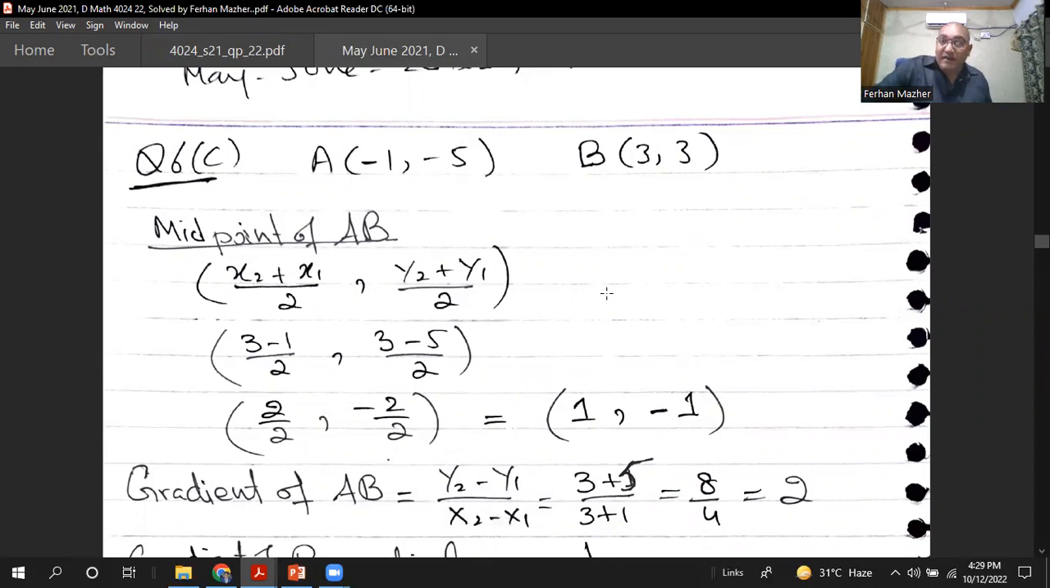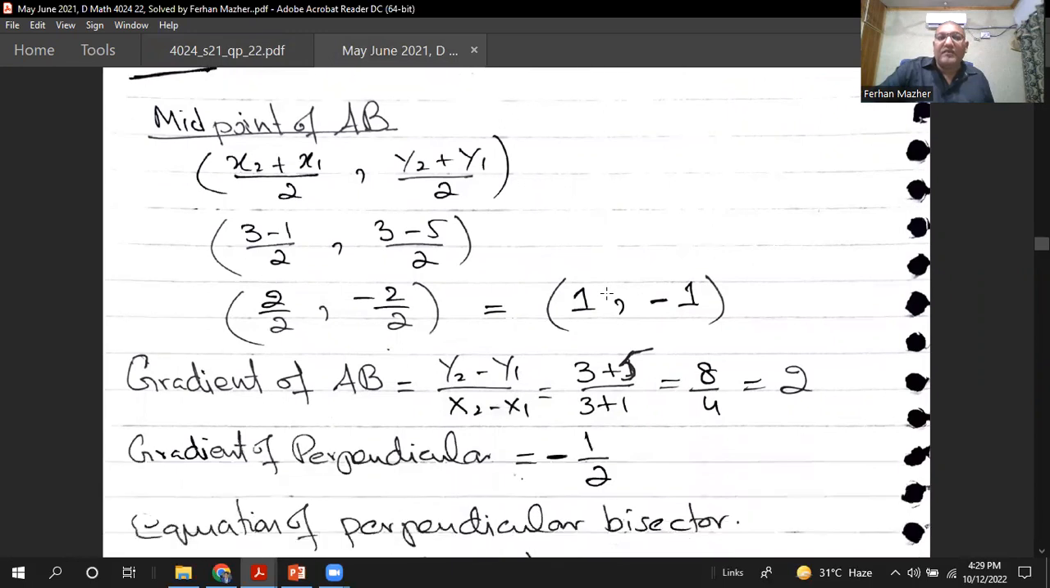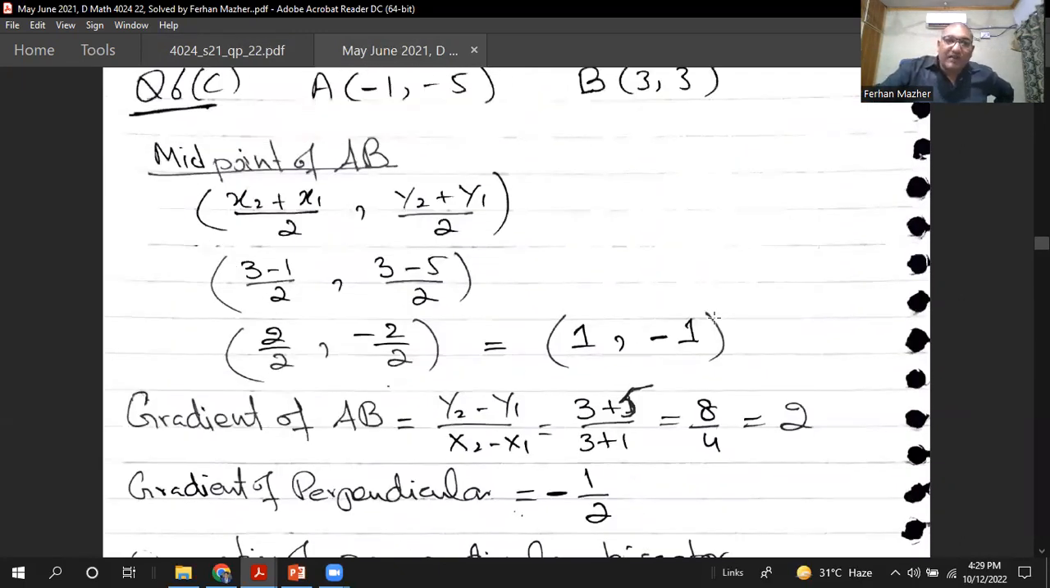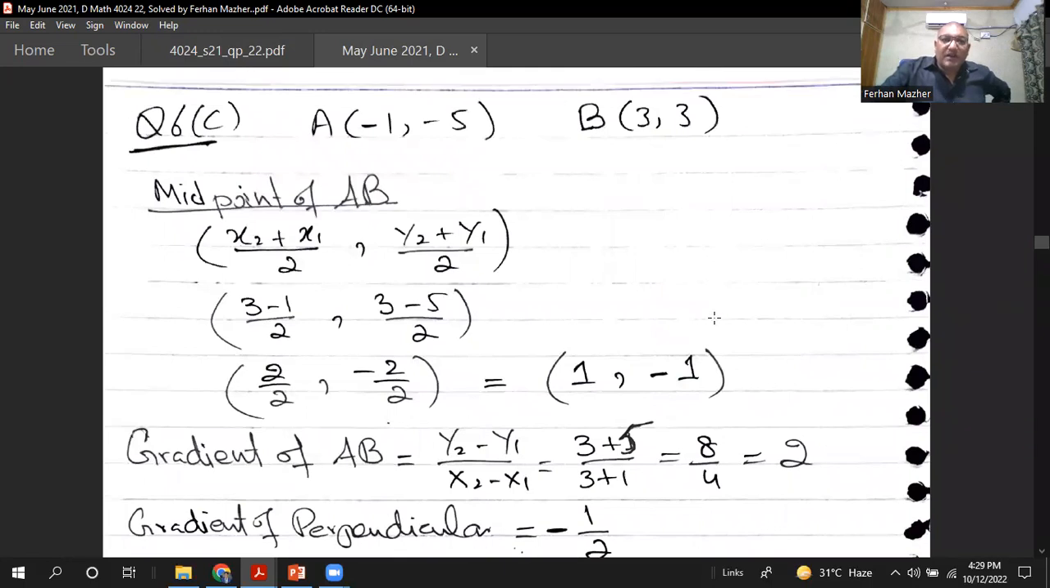Then I will find the gradient of AB. Then I will find the gradient of the perpendicular to AB. So the gradient of AB, the formula is (y2 minus y1) divided by (x2 minus x1). We know the coordinates of A and B. So it will be 3 minus minus 5, which becomes 3 plus 5, and downstairs 3 minus minus 1, which becomes 3 plus 1. And 3 plus 5 is 8, and 3 plus 1 is 4. So 8 by 4 is 2. So the gradient of AB is 2.